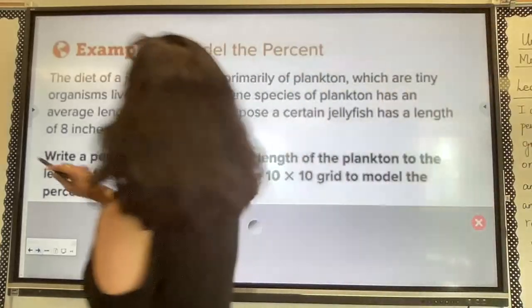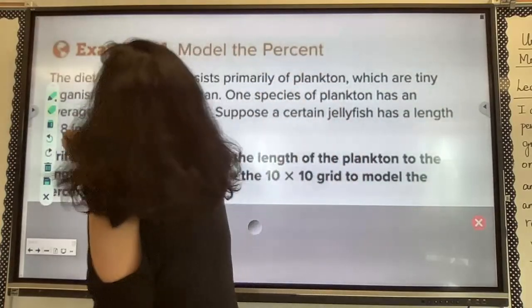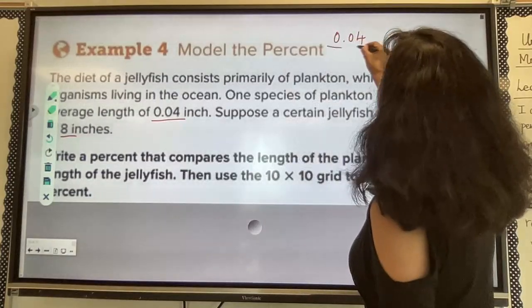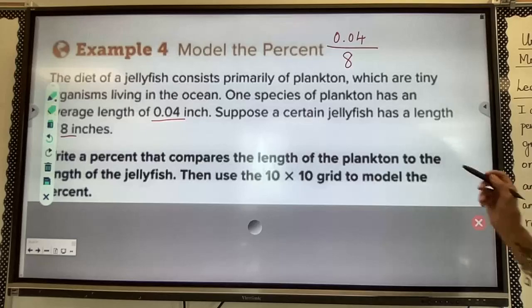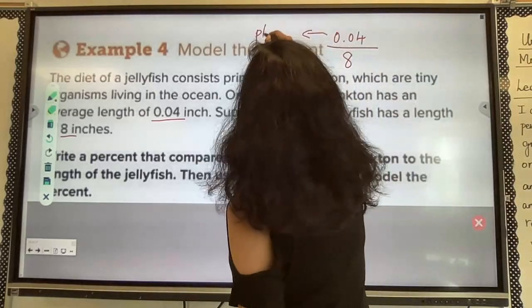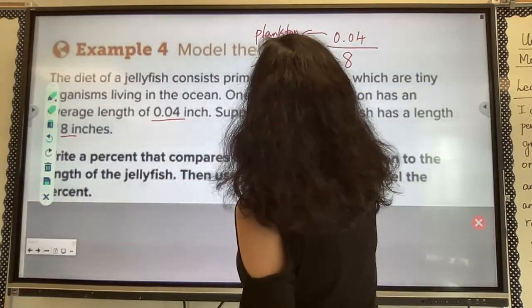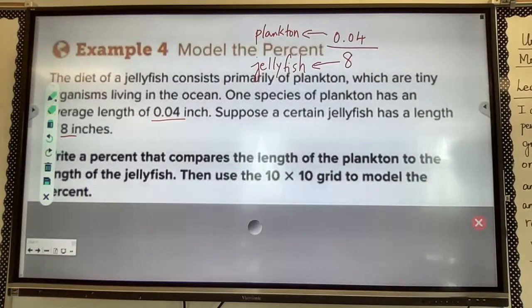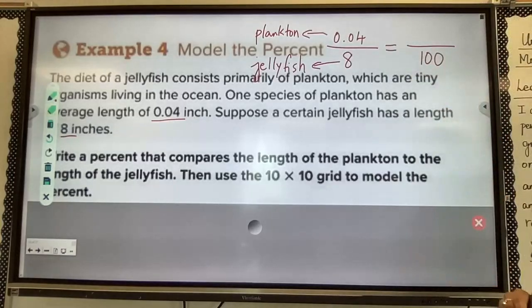So we are going to write 400 to 8, and that's in inches. This is the plankton, and this is the jellyfish. And then I am going to convert it to a percent. Make it 100.